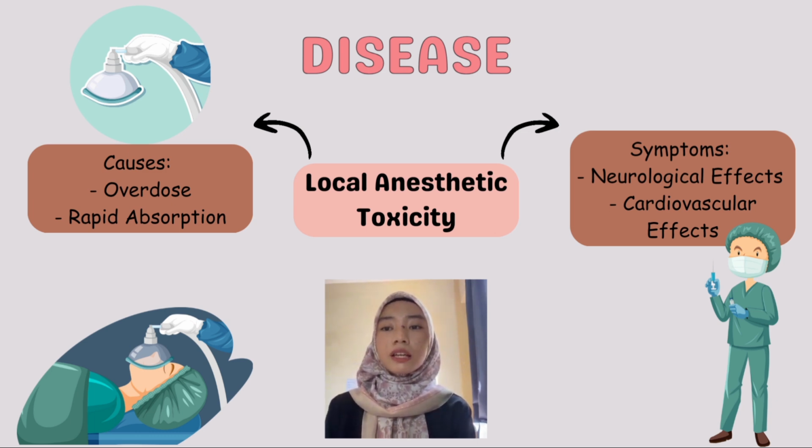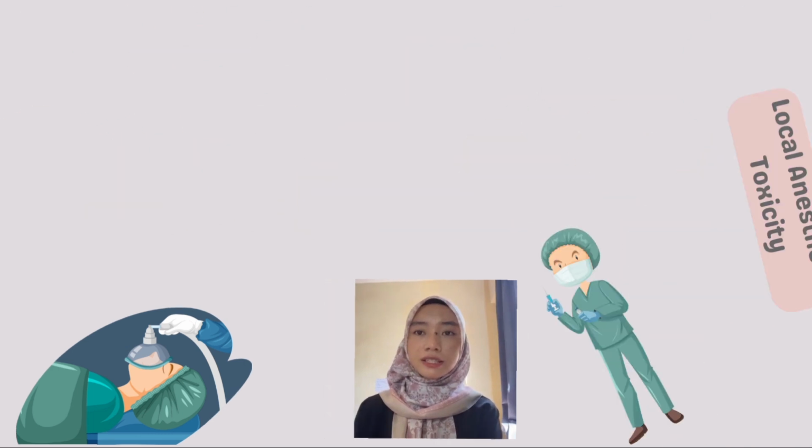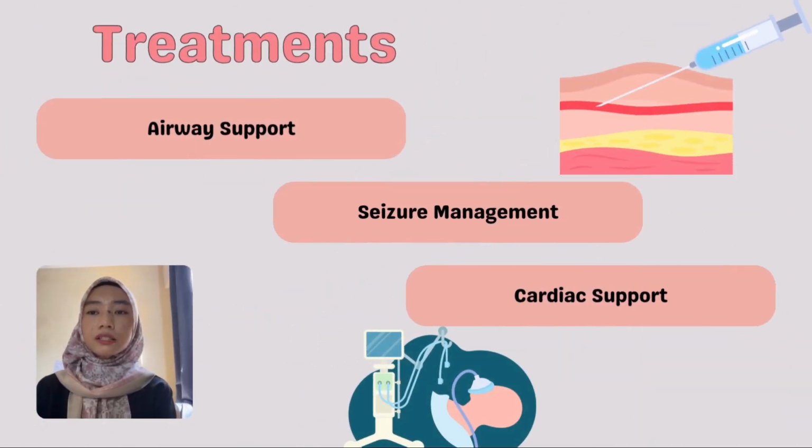The symptoms in neurological effects are numbness, dizziness, and nausea. In cardiovascular effects, hypotension, arrhythmias, and cardiac arrest. Next is the treatment of local anesthetic toxicity, which is airway support by ensuring adequate oxygenation and ventilation. Second, seizure management, which administers anticonvulsants. And lastly, cardiac support. In cases of severe cardiovascular toxicity, lipid emulsion therapy can be used to bind and remove toxic drugs.